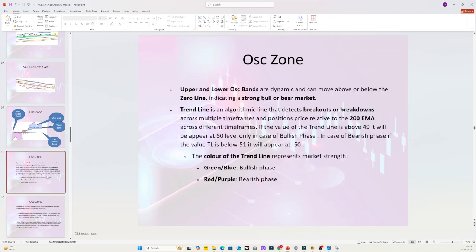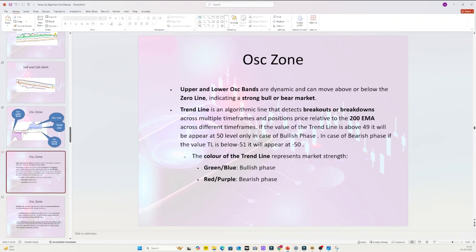Now we will understand the basic features of these lines. The upper and lower OC bands are dynamic and can move above or below the zero line, indicating a strong bull or bear market, which is very different from other bands that we have seen here. The zero line is where the upper and lower oscillator bands can move, which gives an even stronger feeling that the bull or bear will come.